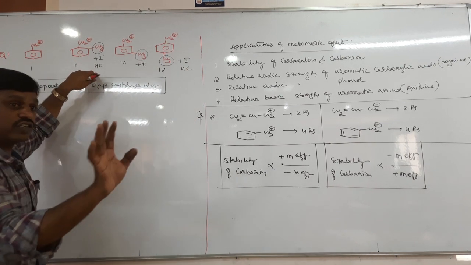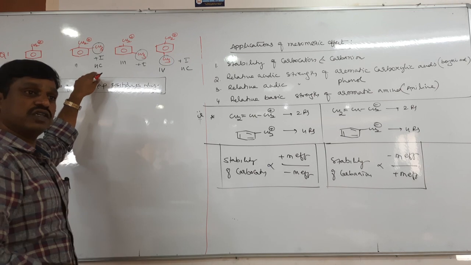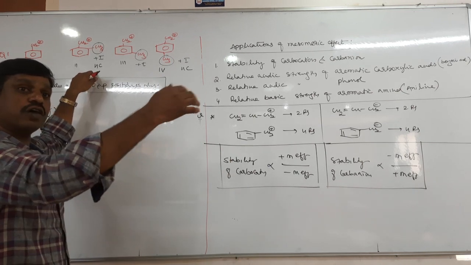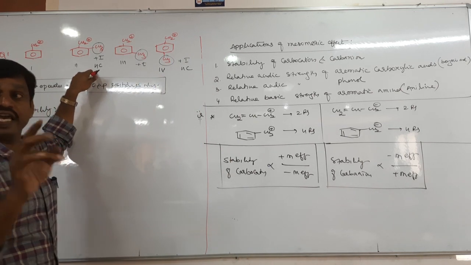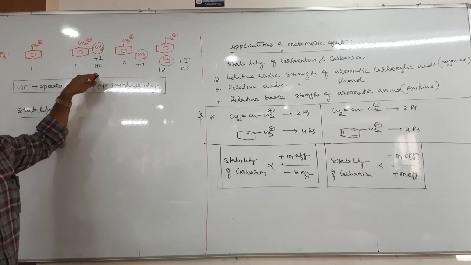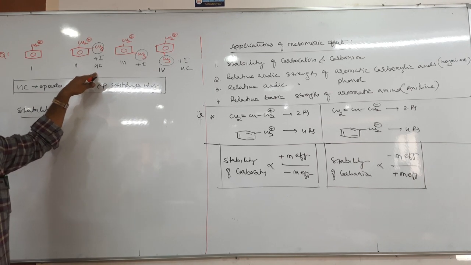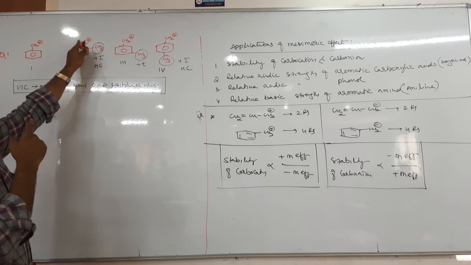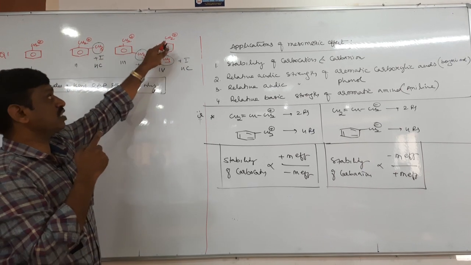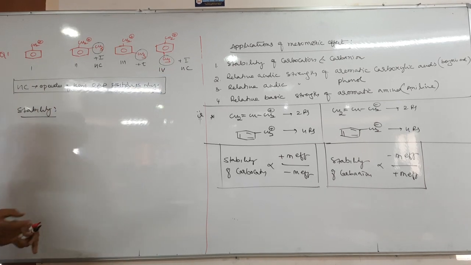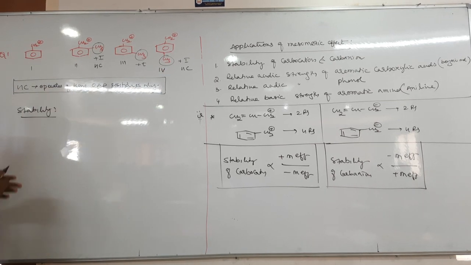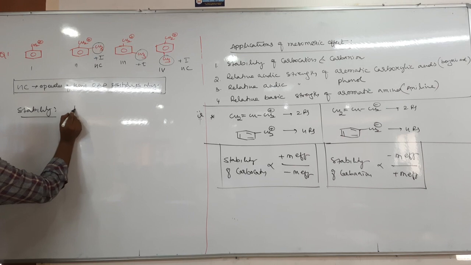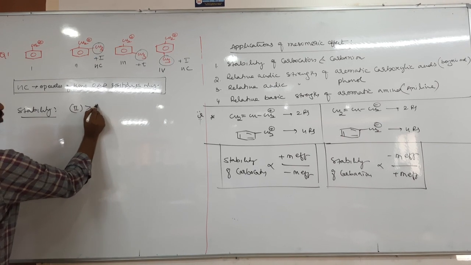See, hyperconjugation does not depend on distance. Whatever may be the distance, hyperconjugation will be same, like mesomeric effect. But which depends on distance? Inductive effect. So here inductive effect is very close to this. Here plus I effect is away, no? Therefore where the electron releasing is more? Second. Therefore second is more stable compared to 4.